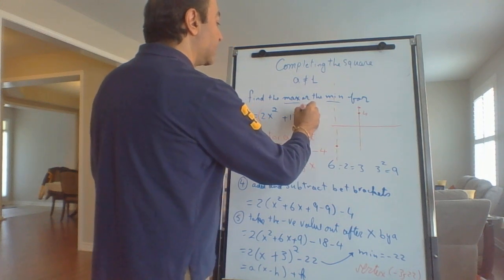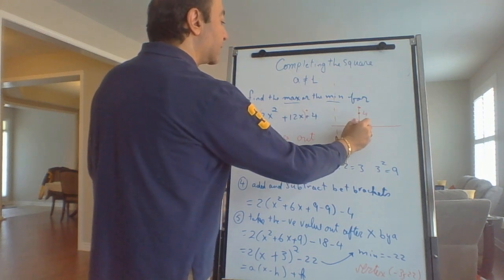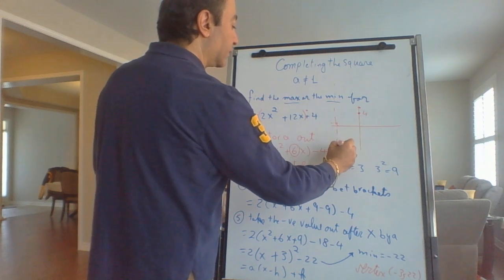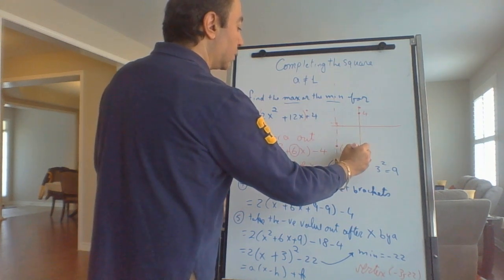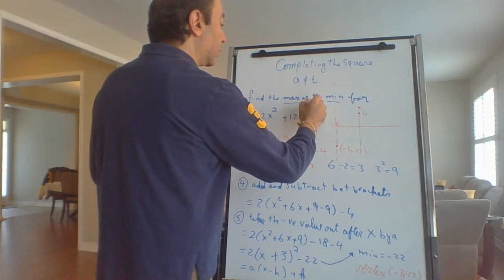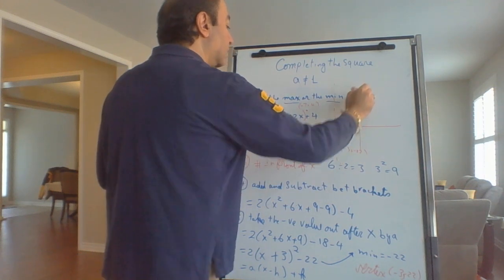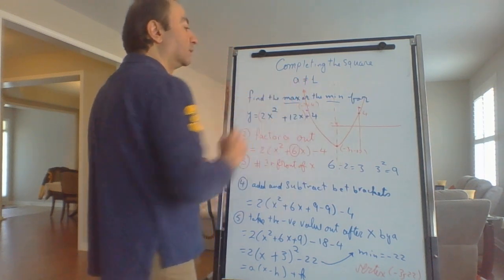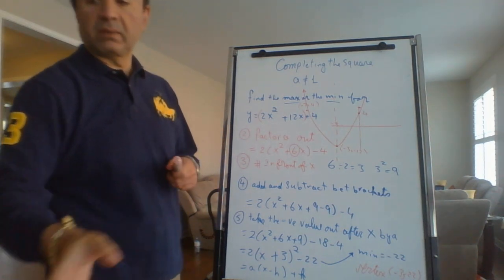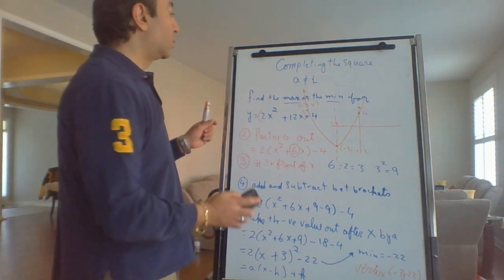And from symmetry, I can know that if this is 0, 4, and this is negative 3, negative 22, so I will have another point at negative 6 and 4 from the symmetry, and I will graph. Okay, this is one example. I will do one more example.